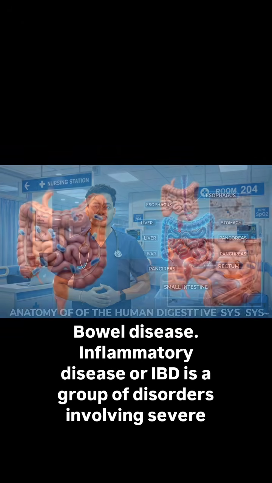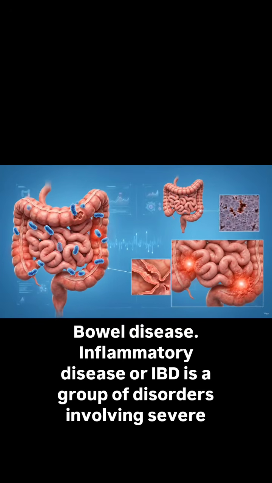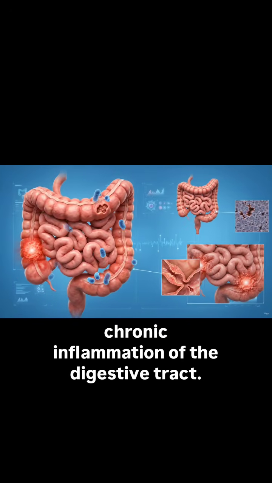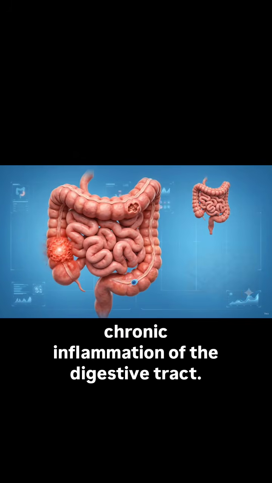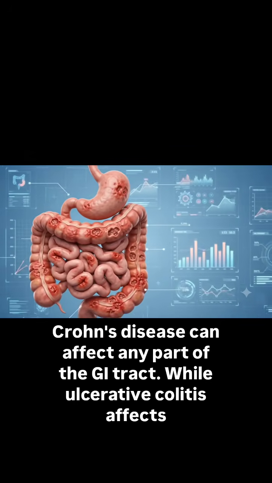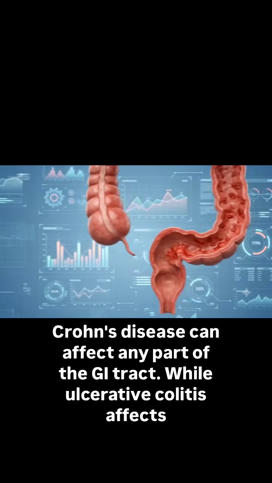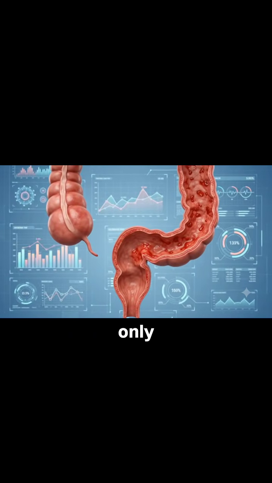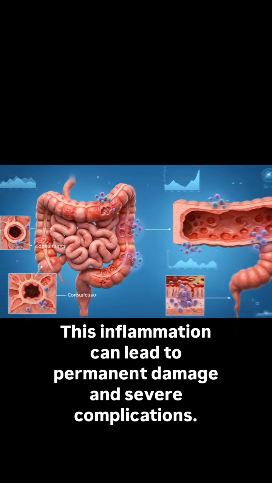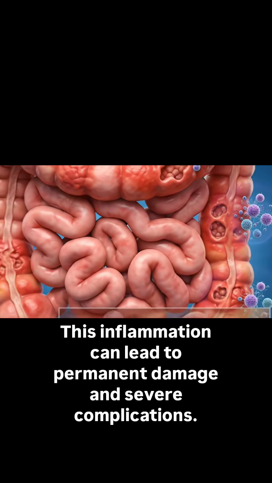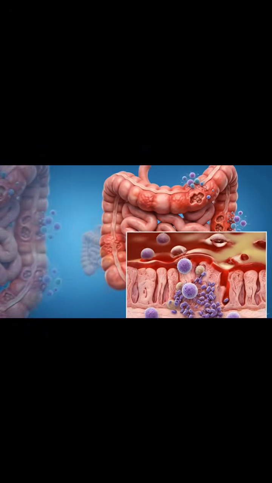Inflammatory bowel disease, or IBD, is a group of disorders involving severe chronic inflammation of the digestive tract. Crohn's disease can affect any part of the GI tract, while ulcerative colitis affects only the colon. This inflammation can lead to permanent damage and severe complications.